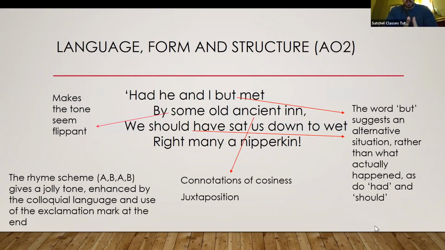And the ancient inn, we have these connotations of coziness. You imagine the roaring fire and the dark oak wood and the ales on tap and things like that. It's a very cozy British image, isn't it? An ancient inn where we hunker down, particularly at Christmas time.